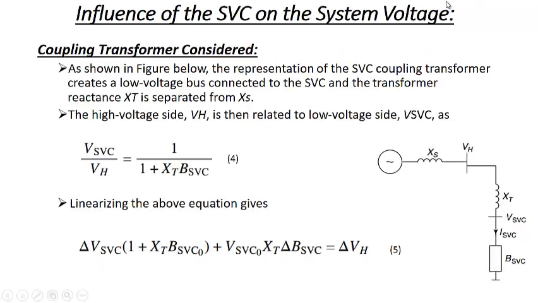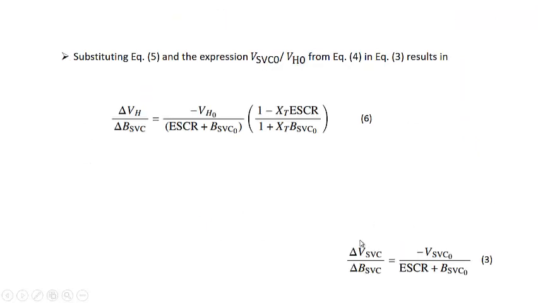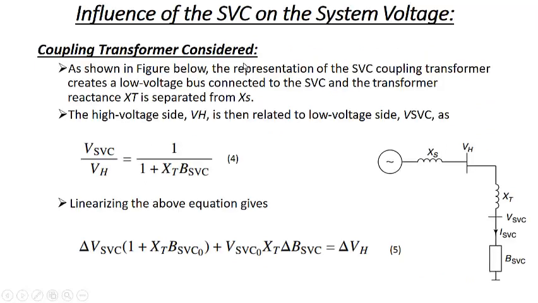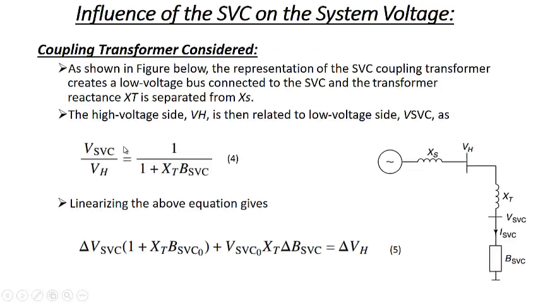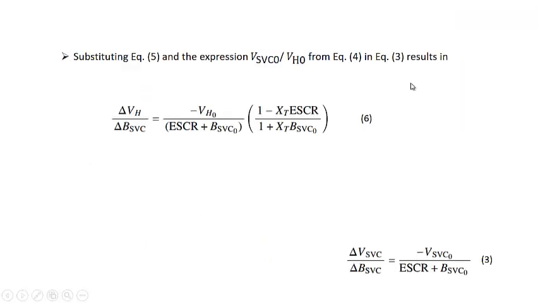Now substituting equation 5, this is equation 5, and the expression VSVC naught divided by VH naught from equation 4, these will be constant values because we're not considering them to be changing here, in equation 3 we get this equation. So this is 5, this is 4. We have to substitute them in equation 3. We have actually derived this equation. This is the final result of the change in SVC voltage with respect to the BSVC. In the earlier class, I wrote that equation over here. This is equation 3 in the previous class.